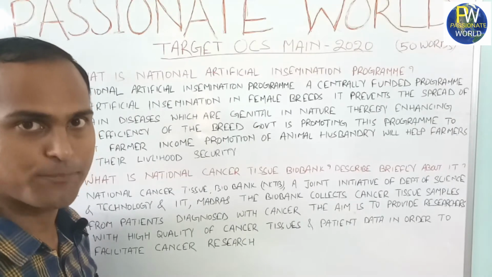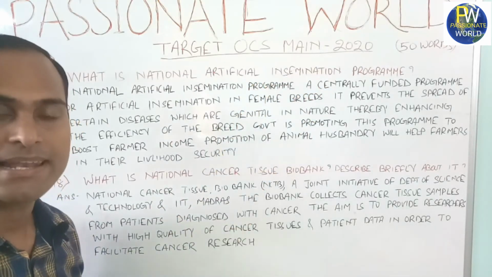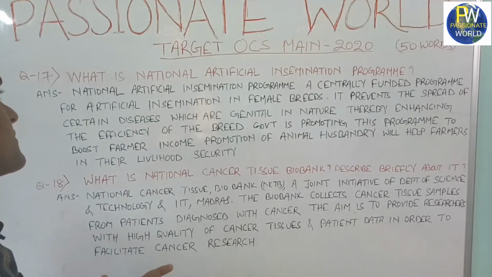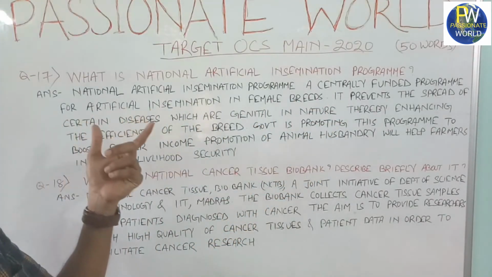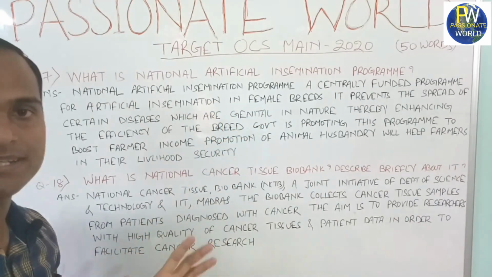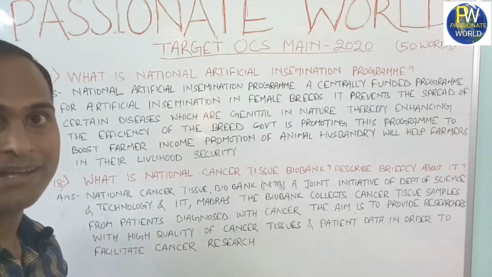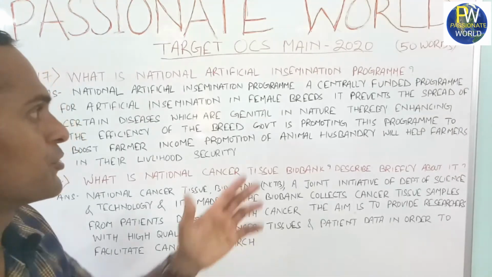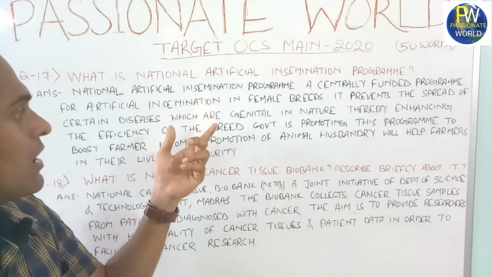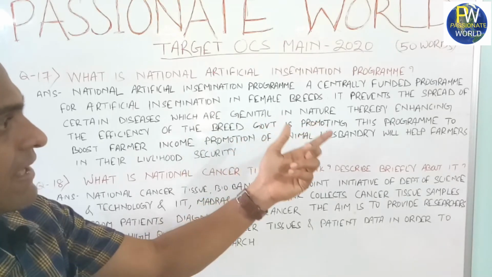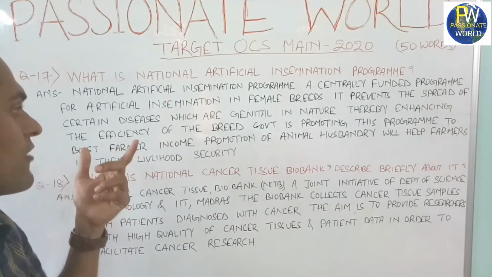Now coming to the next two important questions. What is the National Artificial Insemination Program? The National Artificial Insemination Program is a centrally funded program for artificial insemination in a female breed. Artificial insemination means impregnating a female breed to get better quality future cubs. It prevents the spread of certain diseases which are genital in nature, thereby enhancing the efficiency of the future breeds. Government is promoting this program to boost farmer income.